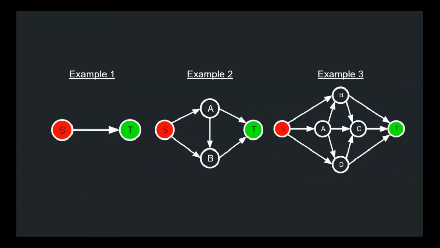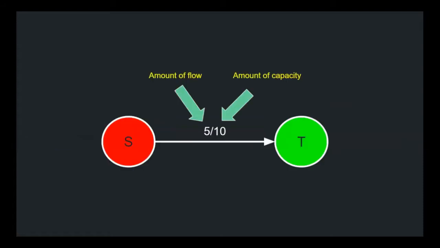I will demonstrate the algorithm on these three examples. Let's start with example number 1. Suppose you have a simple graph like this. There's a source S and a target T. The edge in between has a capacity of 10 units. However, only 5 units of water is flowing through it. Even if the answer is simple, let's use the algorithm to find the maximum flow.